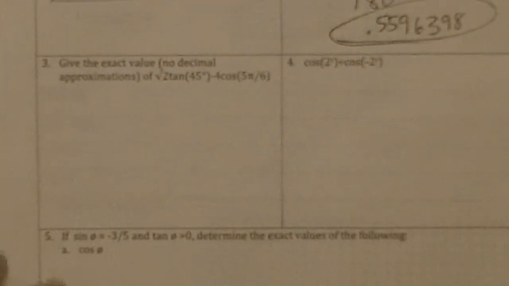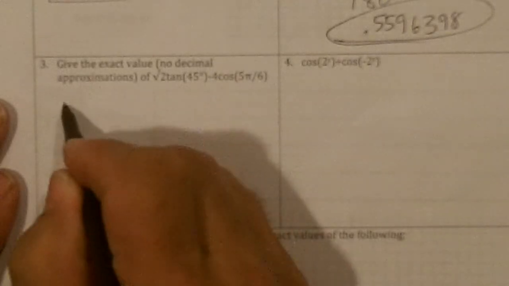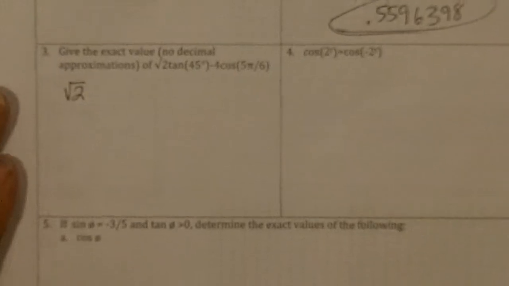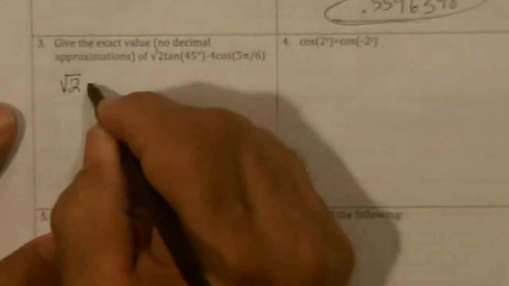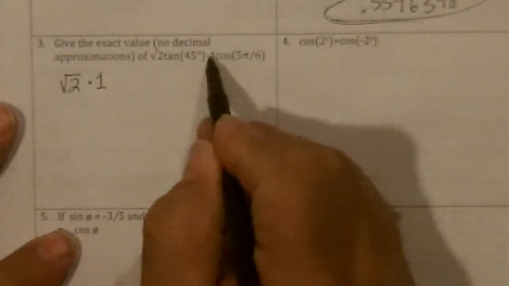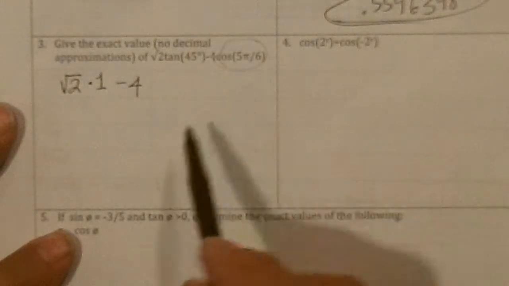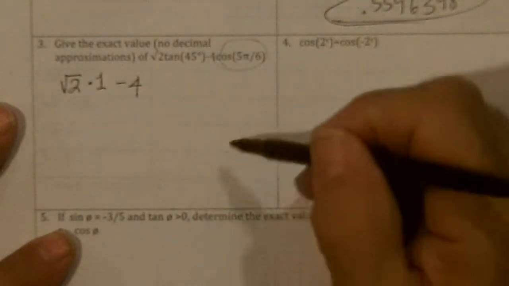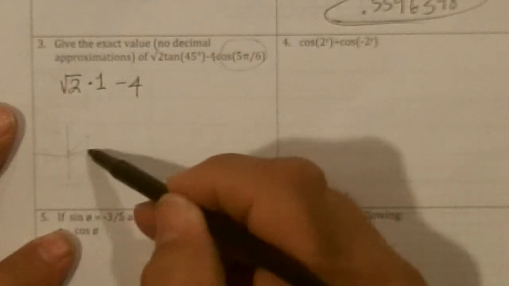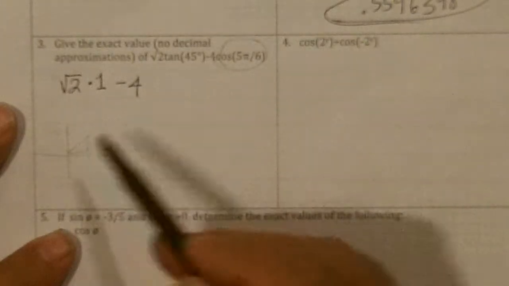All right. Get the exact values. Well, it says the square root of 2 times the tangent of 45, and from our quizzes you should know the tangent of 45 is 1. Then it says minus 4 times the cosine of 5 pi over 6. Okay, tangent of 45, that's right there where the sine and cosine are both square root of 2 over 2, and so that's why it's 1, sine over cosine.